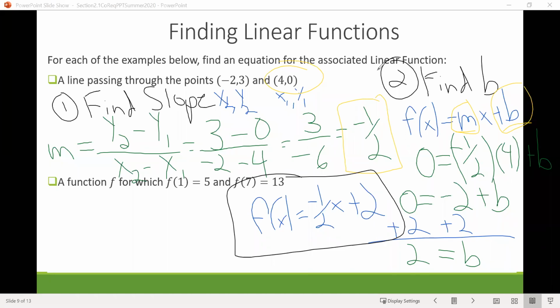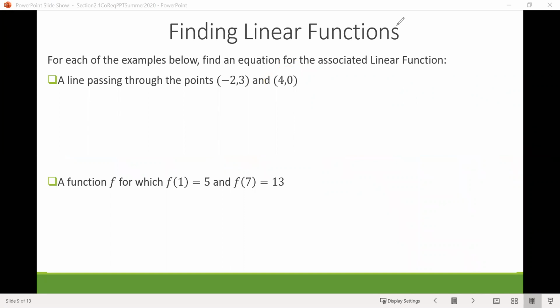Cool. For the second one, I'm not going to go all the way through all the calculations. You can do those yourselves, but I do want to talk about finding the slope. Recall, as I said in the last slide, the calculation is change in outputs over change in inputs. From these pairs, f of 1 equals 5 and f of 7 equals 13, we have to keep in mind what is the input and what is the output here.